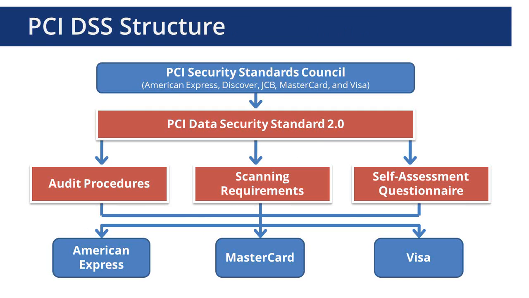To get a little more detail on how PCI actually works, there's a standards council. They've developed a data security standard, and then there are a number of sub-procedures and things related to that. As part of auditing, when a qualified security assessor comes on site, they have detailed audit procedures. You can go to the PCI Security Standards Council website and download all these documents, so you can see specifically what the QSA will look for.